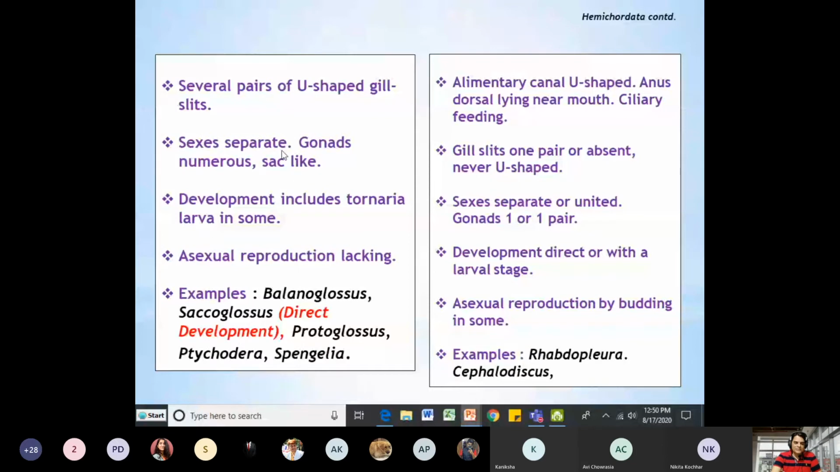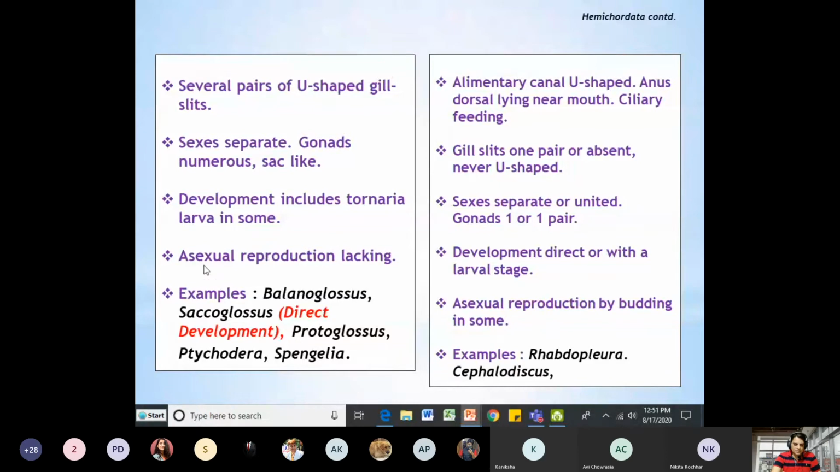Sexes separate means they are not externally visible. They do not show sexual dimorphism. But I have written sexes separate. That means male and female are found separately. We have to study the gonads like testes and ovaries by cutting open the body of the animal. Only then can we discover which sex the animal is. Then the development includes tornaria larva in some, and asexual reproduction is completely lacking in Balanoglossus and Saccoglossus.